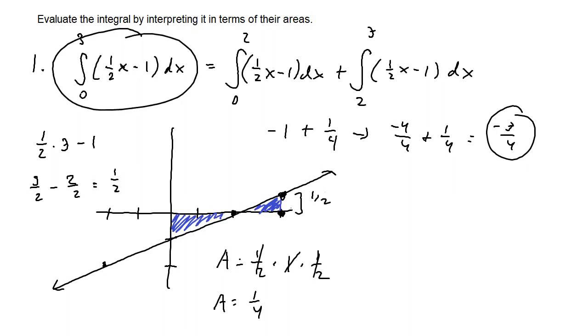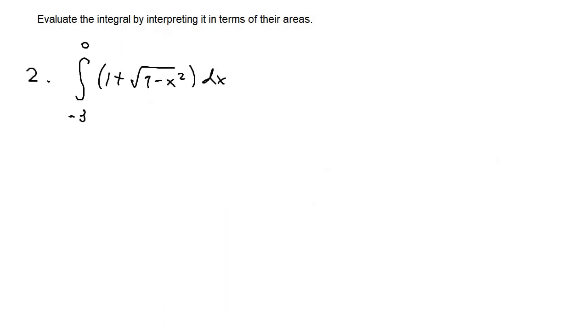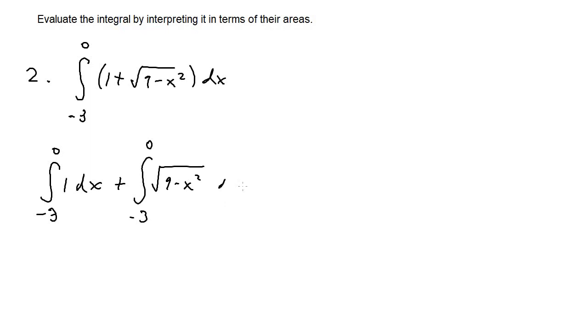Now for number 2, we have the integral from -3 to 0 of 1 plus the square root of 9 minus x squared dx. Now the very first thing I would do here is, because there is a plus here, I can split this into 2 different integrals. So the integral from -3 to 0 of 1 dx, and then plus the integral from -3 to 0 of the other term, so the square root of 9 minus x squared times dx.